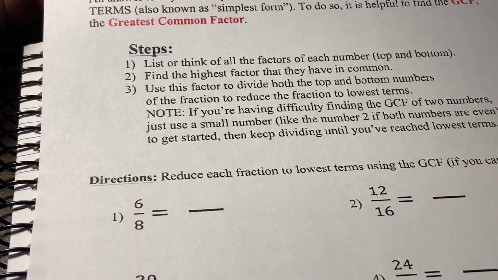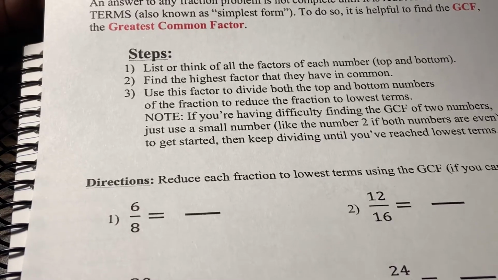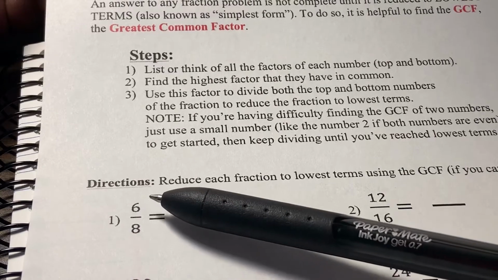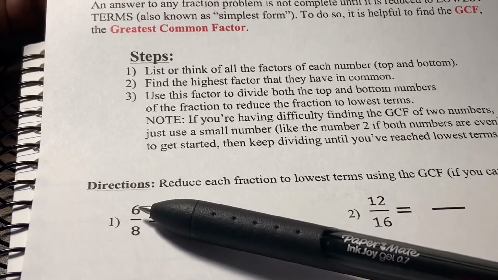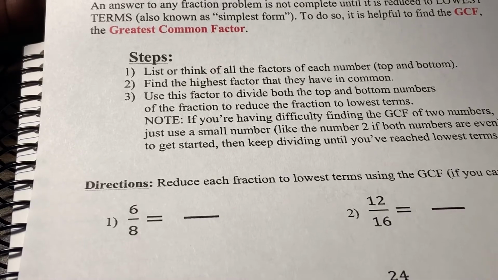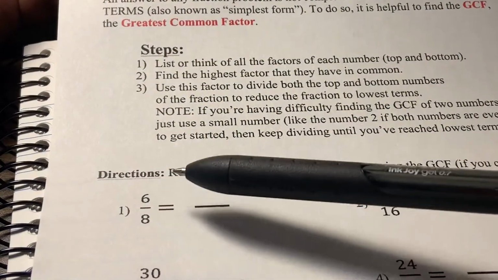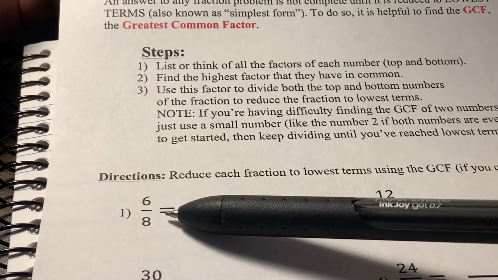Now let's talk about common mistakes for reducing fractions. A student might say to me, Mr. B, I'm going to use 3 to go into 6 and 4 to go into 8. Can I do that? Okay, the answer is no. You can't. When you're reducing a fraction, you must use the same number on the top and on the bottom.